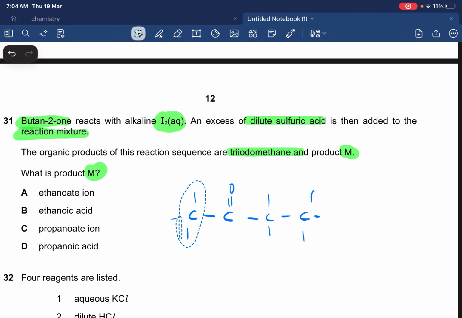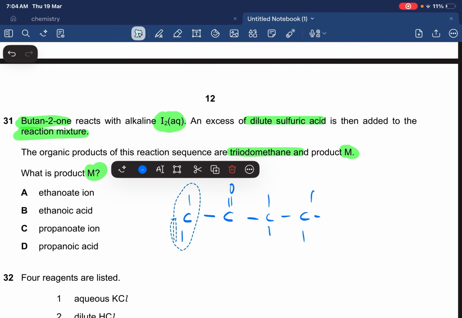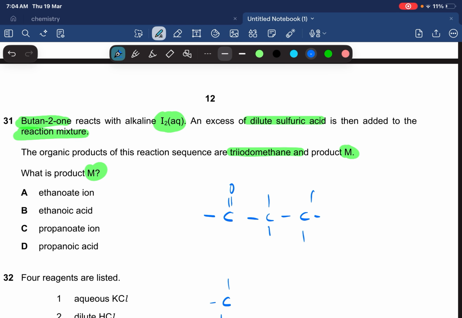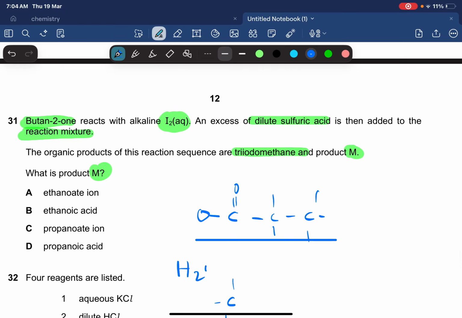This part is going to go as triiodomethane. This carbon is going to go for triiodomethane. What are we going to be left with? We are going to be left with propanoate, right? And then when we add sulfuric acid, H2SO4, because they've written that we're adding sulfuric acid, this propanoate is going to get an H plus and form propanoic acid.